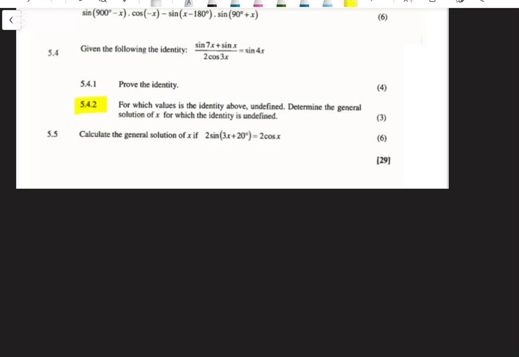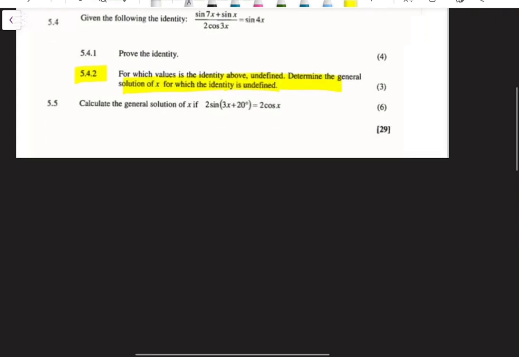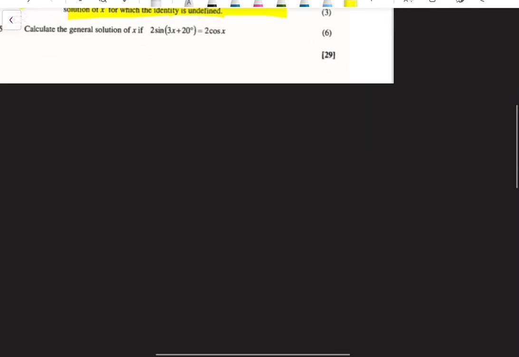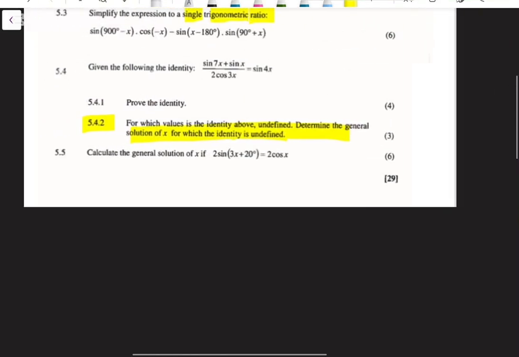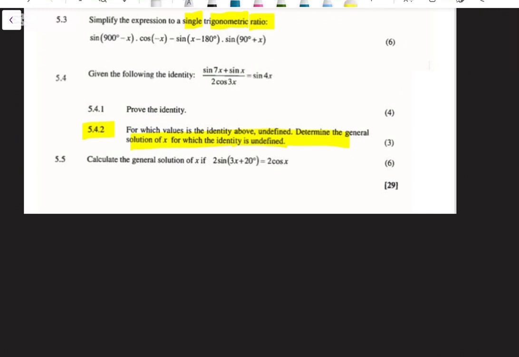This one. For which values of x will the above be undefined? Okay, now for any expression to be undefined, the denominator has to be equal to 0. So with this one, we just equate our denominator to 0. So our denominator is 2 cos 3x. For it to be undefined, this must be 0.